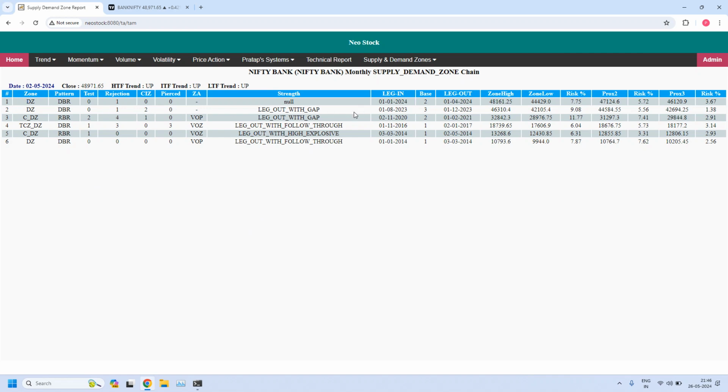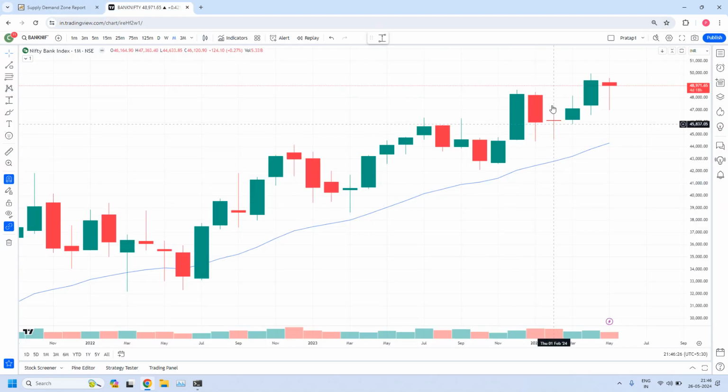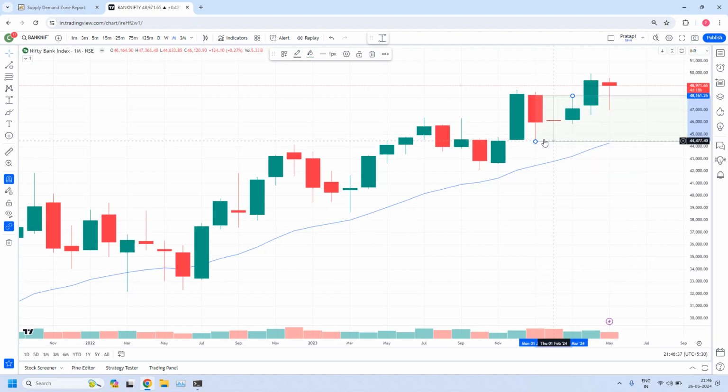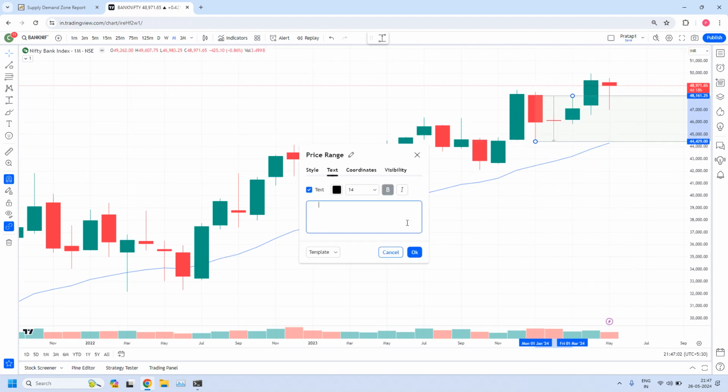And this is the monthly demand zone available immediately. Let us draw this zone: drop, base, rally. So this is the monthly demand zone. Let me change the color to the monthly color. And it is about to get the monthly EMA confluence. Also there is no price over extension to this demand zone, but to the EMA there is a little over extension. But okay, that is not much considerable. Let me name this zone as monthly demand zone.